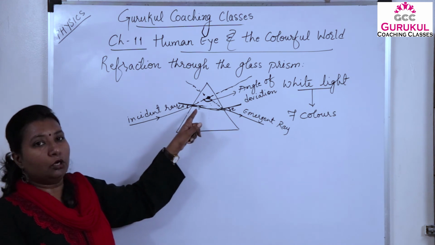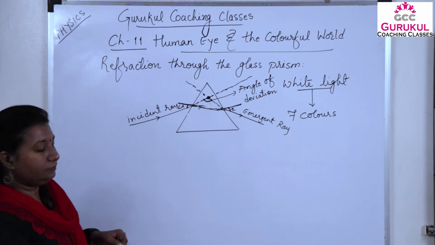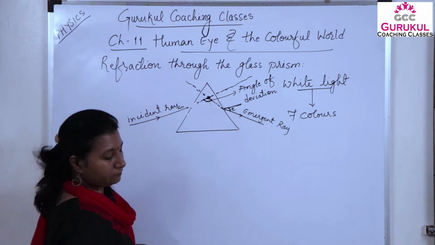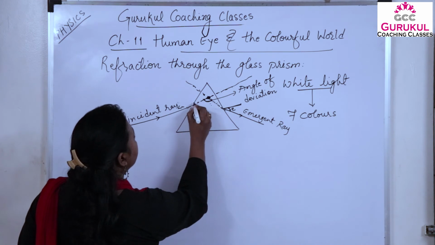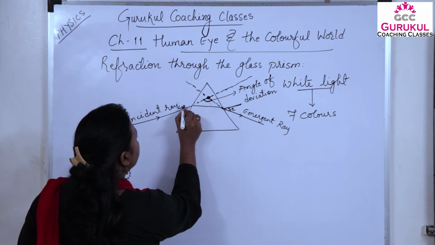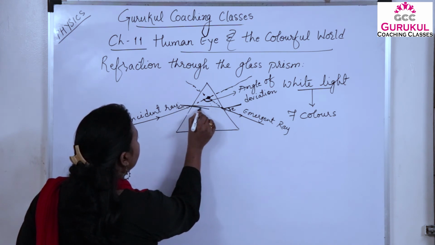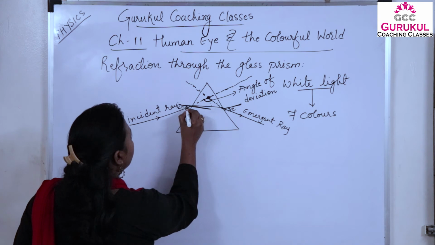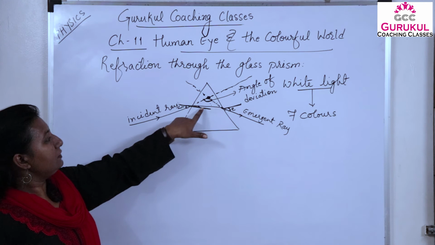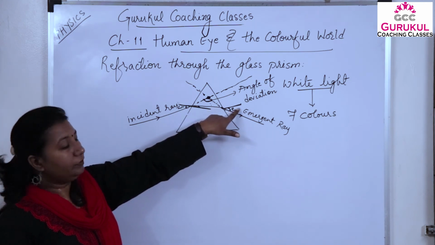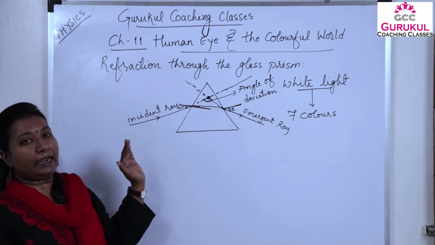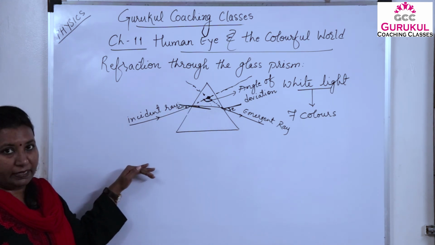The angle between the normal and the, actually this is, right, this is angle of incidence, this is angle of refraction, this is angle of emergence, and this is angle of deviation. So whenever white light enters through the glass prism, it always bends, right?